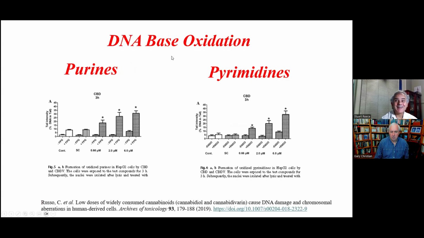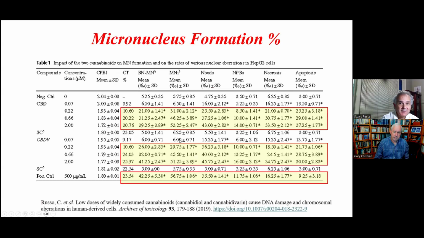We know the DNA code is ATCG. And this is the purines, this is the pyrimidines. It affects both. It's non-discriminatory in terms of which bases it damages. I'll accept your word on that one.